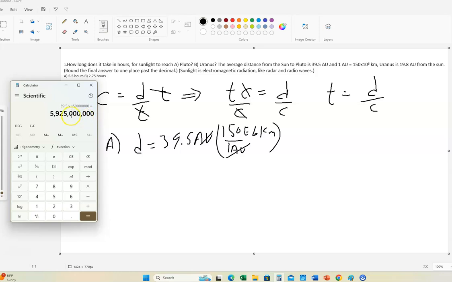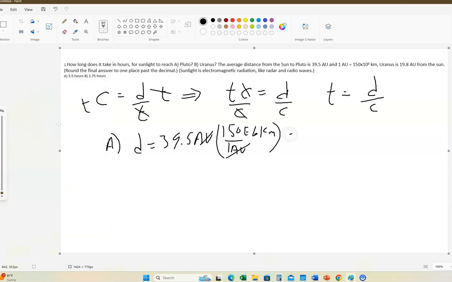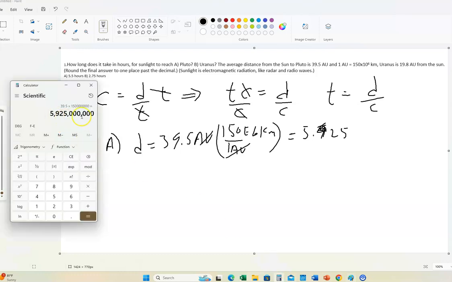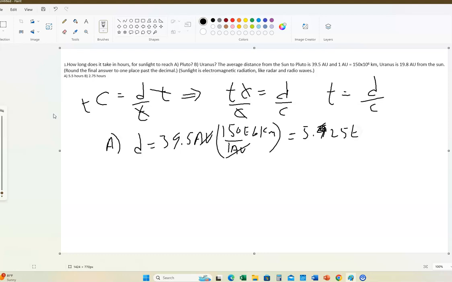So that would be 1, 2, 3, 6, and 9. Oops, that's supposed to be a 9. Sorry. 5.925 times 10 to the ninth kilometers. So that's just changing this distance into kilometers.